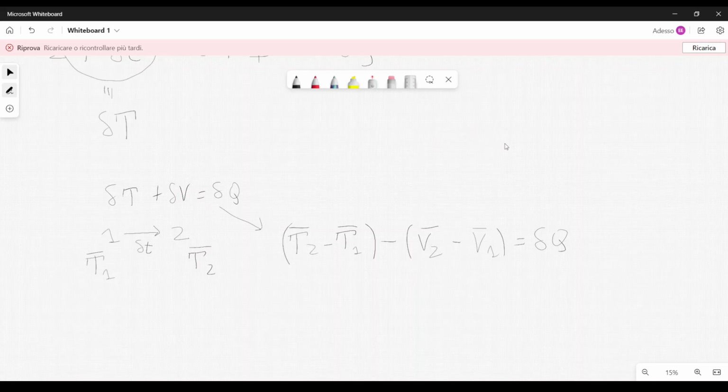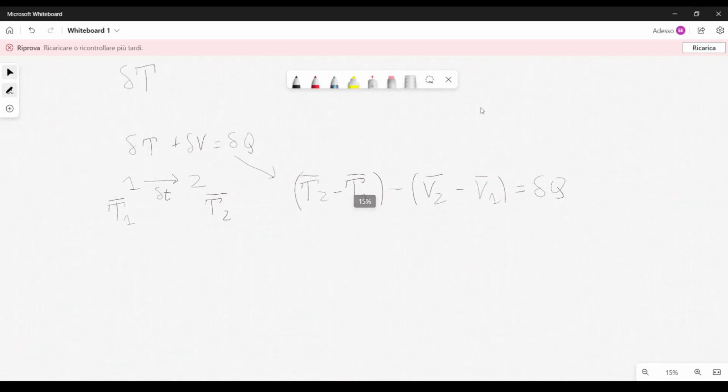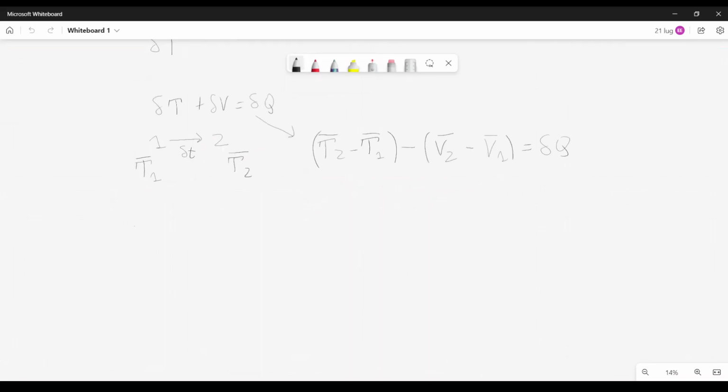And what about T bar? How can we calculate in general T bar? And after we calculate T bar, we will calculate it at state 2 and then at state 1. We have to consider this subtraction. Now let's calculate T bar.